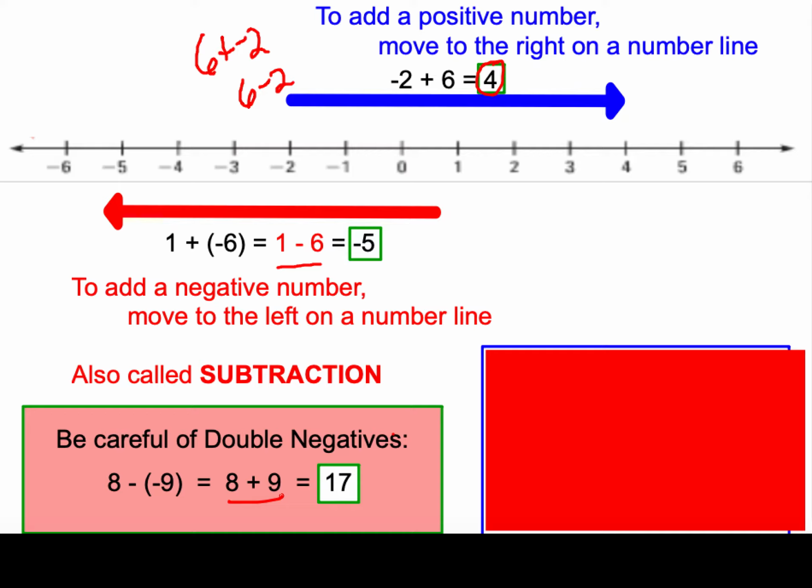So again, that double negative, we're going left and left. We're going opposite ways of positive, right? Basically, double negative is going to make a positive. So just be careful as far as that goes.